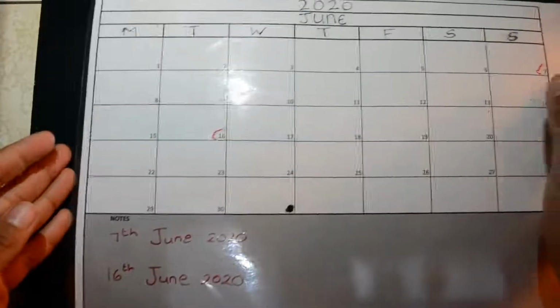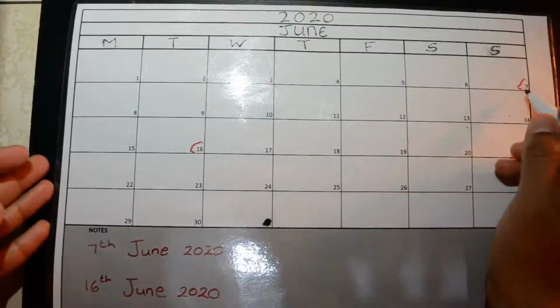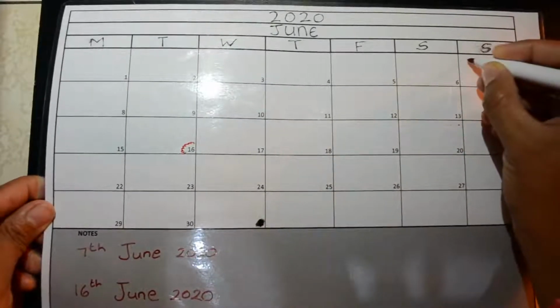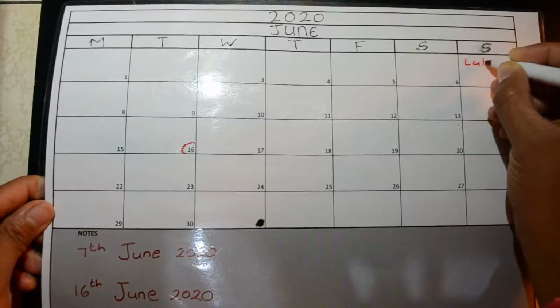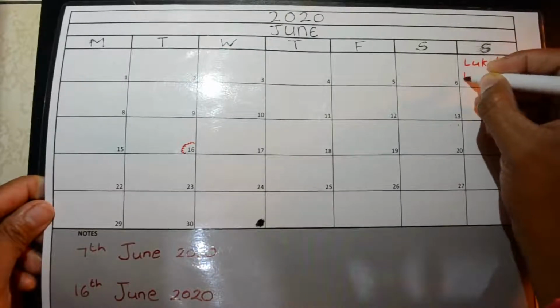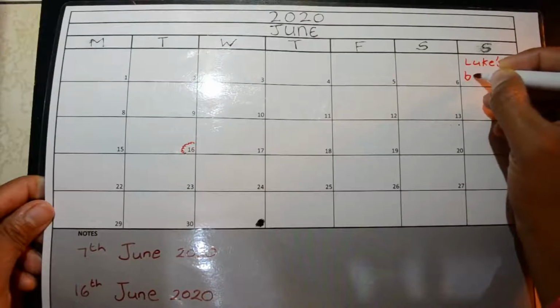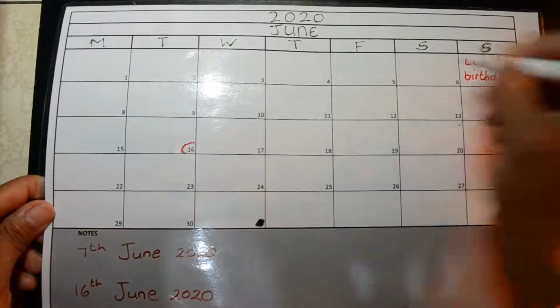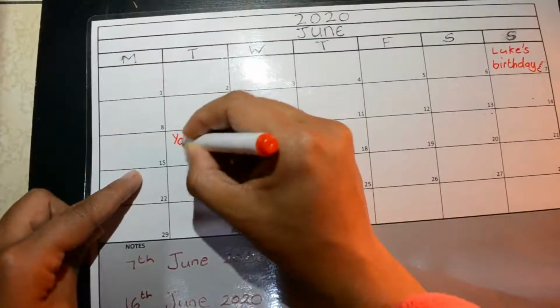I've also put down another date just as an example, which is the 7th of June. The 7th of June, and that's actually Luke, who is my son, Luke's birthday. We'll just say Luke's birthday, and here is Youth Day.